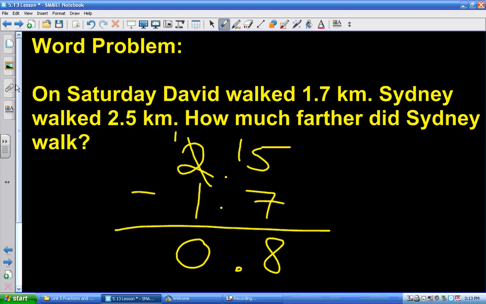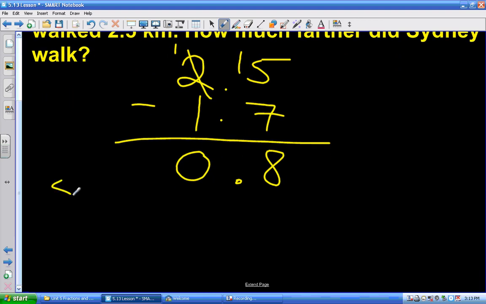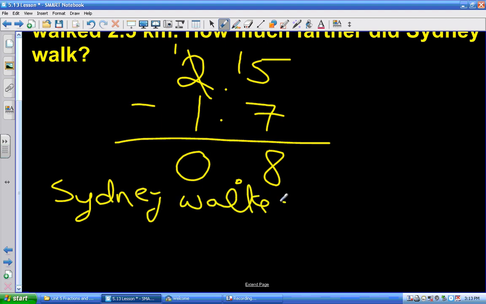How much farther? Sydney walked 8 meters. 0.8 kilometers farther. Good job. All right. So Sydney walked 0.8 kilometers farther.